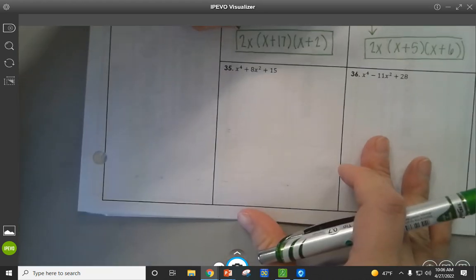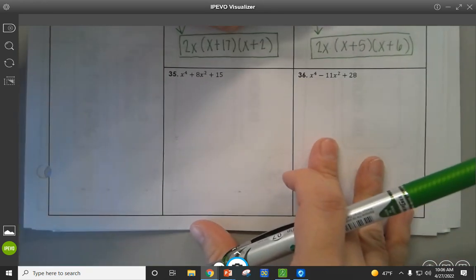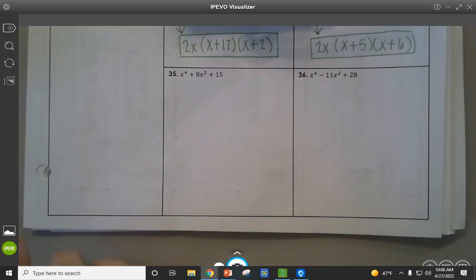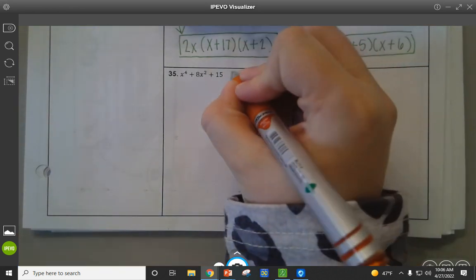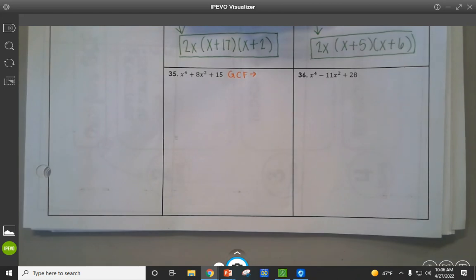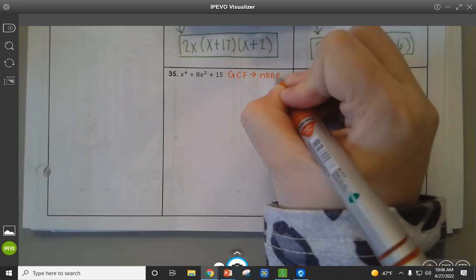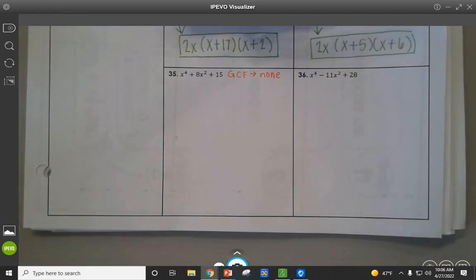Number 35. Look for a GCF first. Is there a GCF? No. What's different about number 35? There's no x on the last one. No, that's not really what I'm looking for. The 9 being a perfect square doesn't matter. That matters if we're doing difference of squares. What else is different?